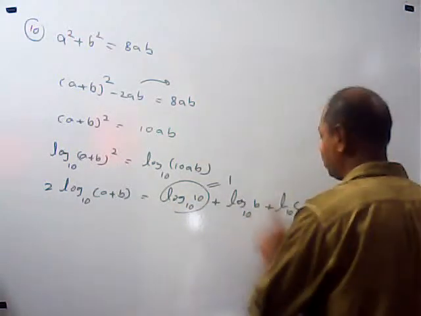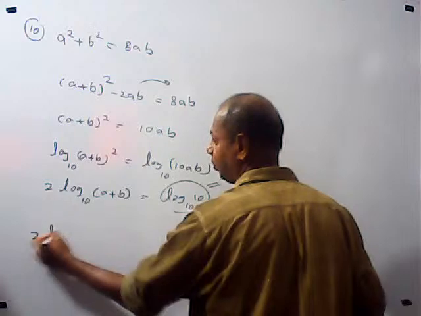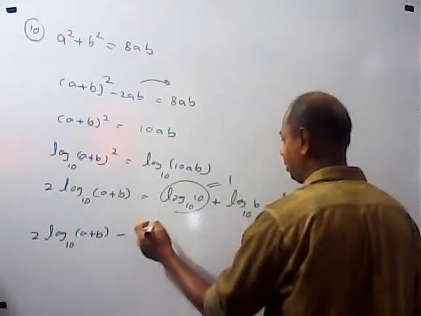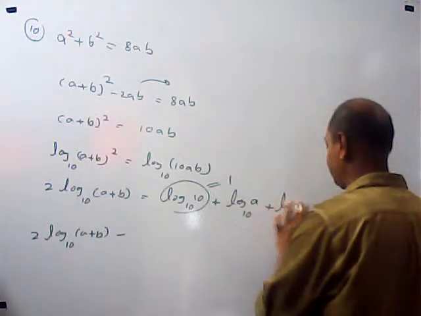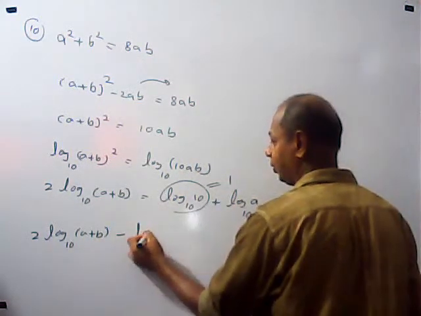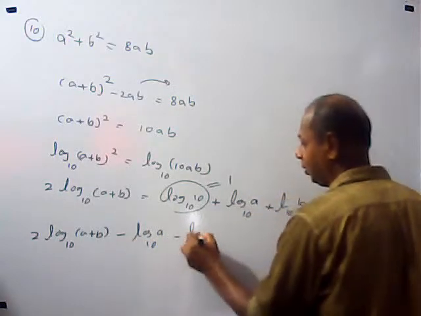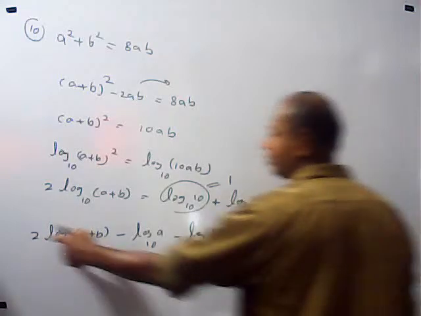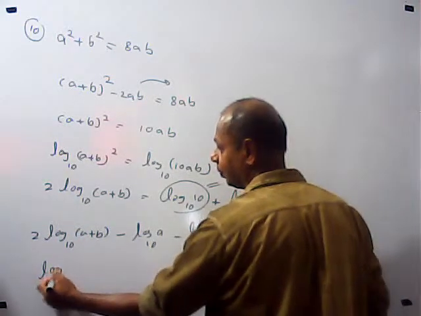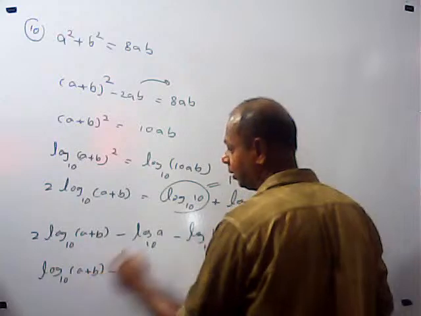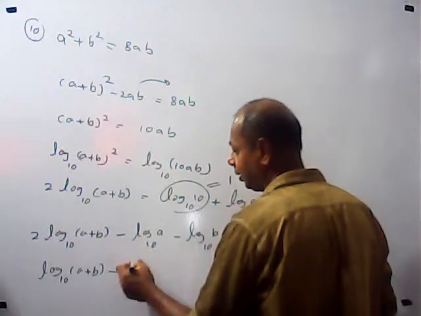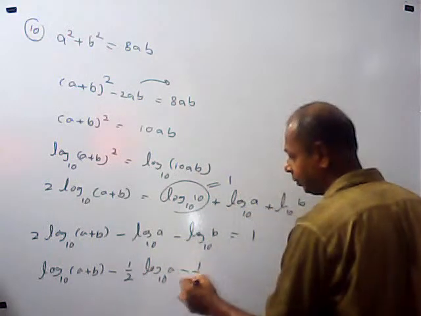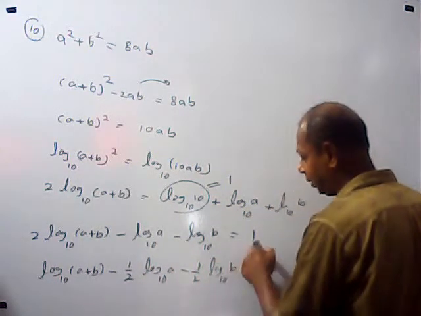And we will take these two terms to the other side. 2 log (a plus b) to the base 10, minus log a to the base 10, minus log b to the base 10 equals log 10 to the base 10, which equals 1. Now just divide everything by 2. The 2 will get cancelled here, and here will appear a half, another half here, and another half on the other side.